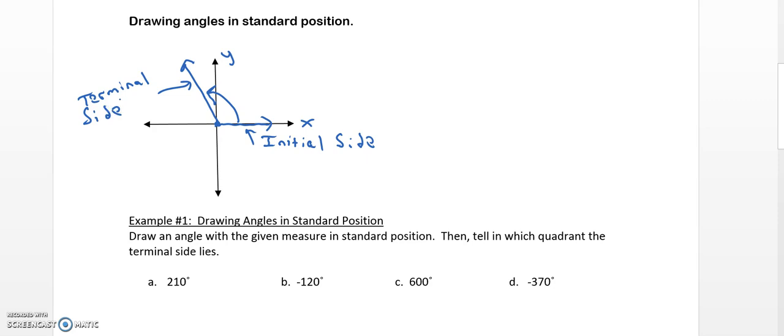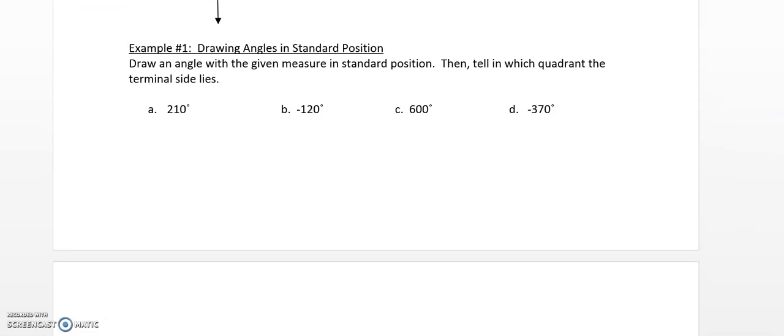So whenever we draw angles in standard position, we have to have an initial side, the vertex at the origin, and a terminal side. That terminal side can end up anywhere. All right, let's slide down. All right, drawing angles in standard position. Draw an angle with a given measure in standard position, then tell which quadrant the terminal side lies.